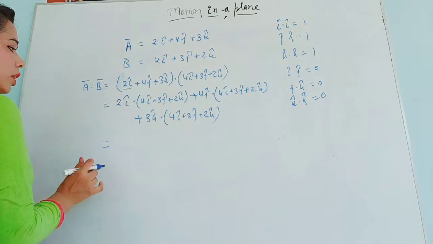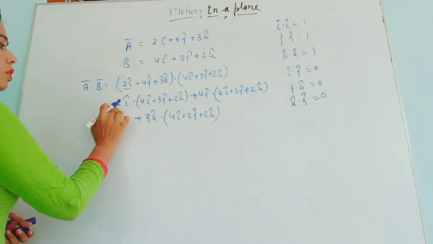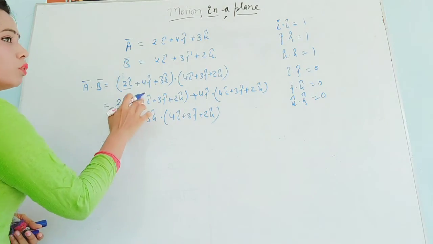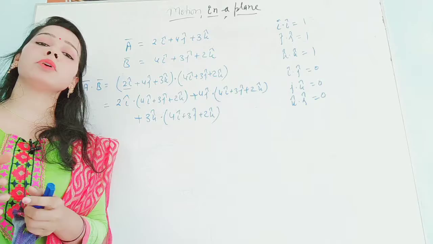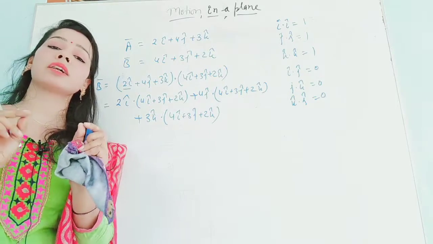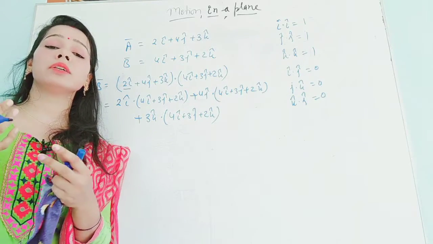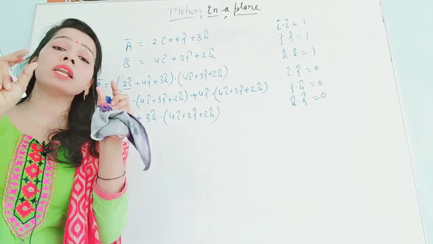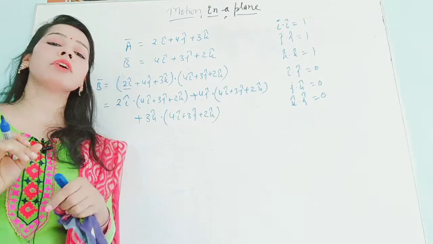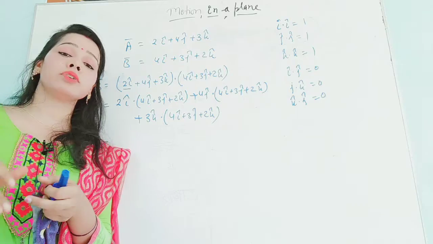Now I'll try to find the dot product of these vectors. So first of all, I'll multiply this one. So 2 into 4. What I said is that the dot product happens only between two vectors. We can't find the dot product of two scalar quantities, only vector quantities. For vector quantities, you can find the dot product.